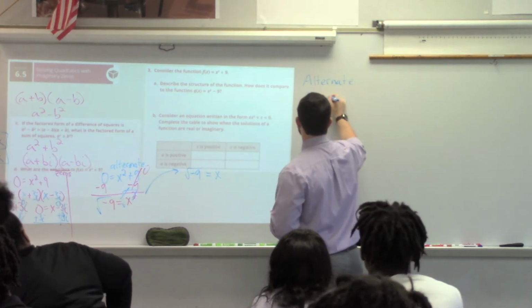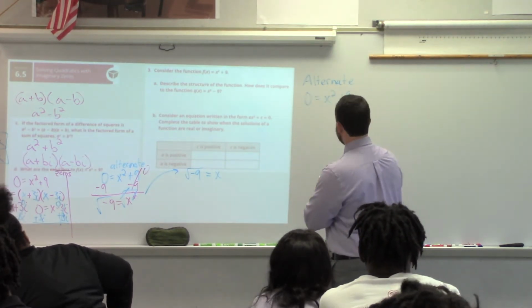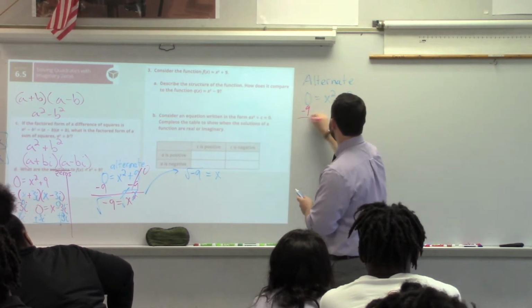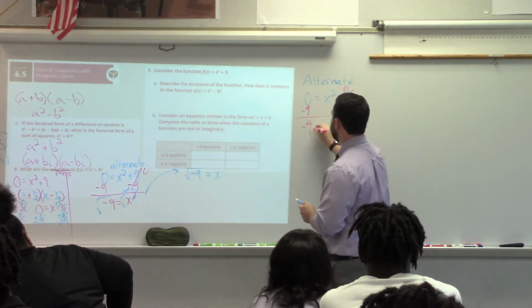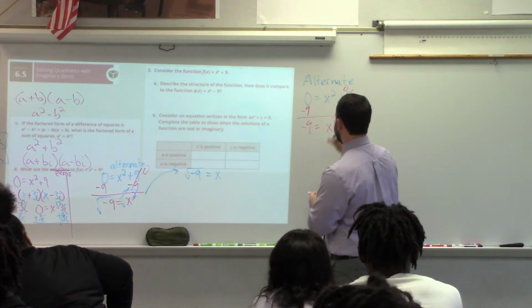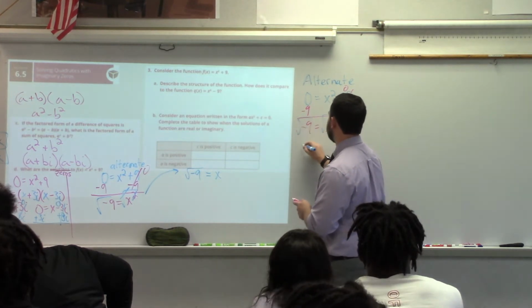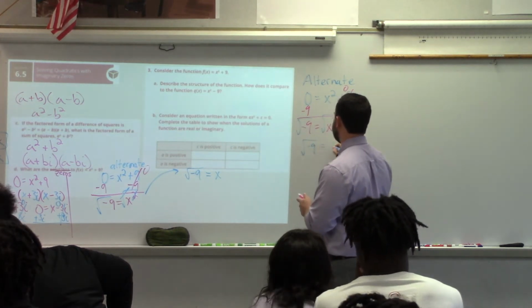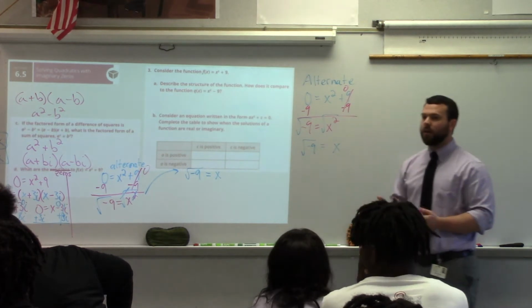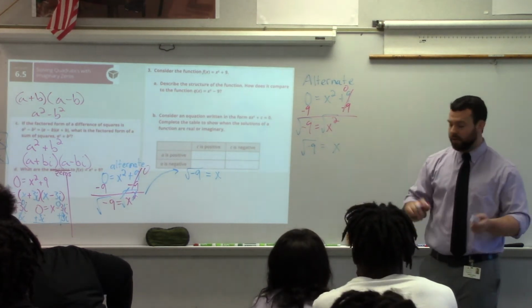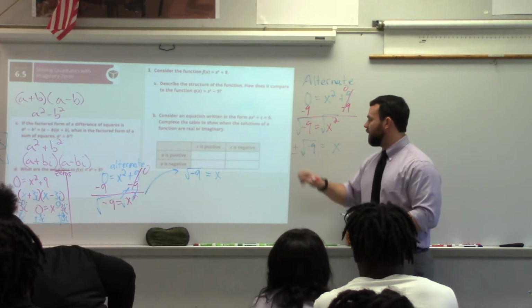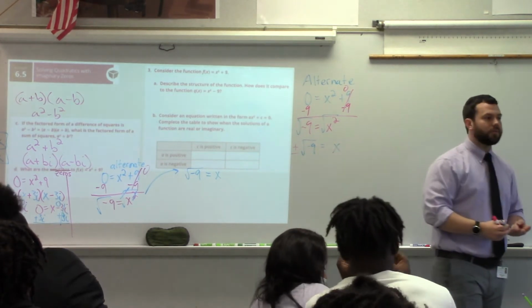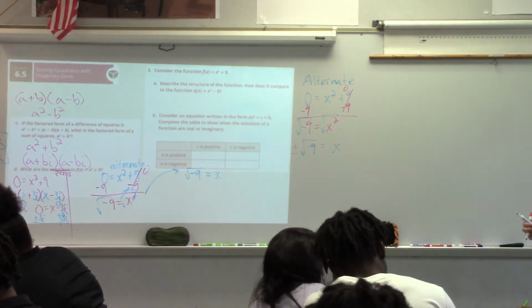So 0 is equal to x squared plus 9, minus 9, negative 9 equals x squared, and take the square root. Okay, a lot of students in first block kept forgetting that as soon as I take a square root, I need to write what? Plus or minus. The very next step there. There's got to be 2 roots. There's got to be 2 zeros, so I need to write plus or minus.